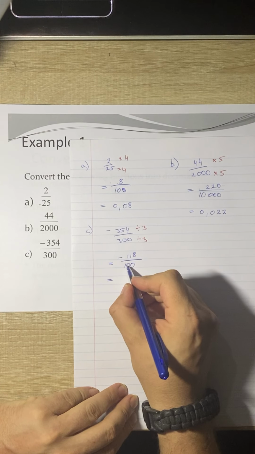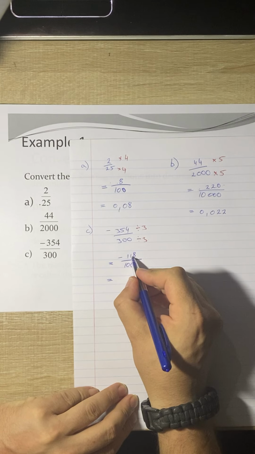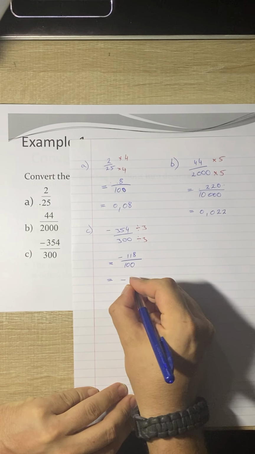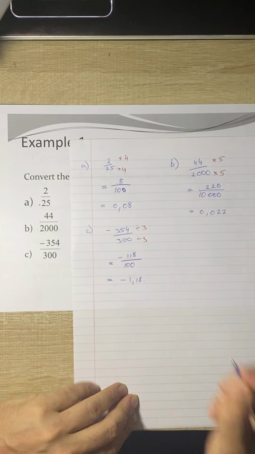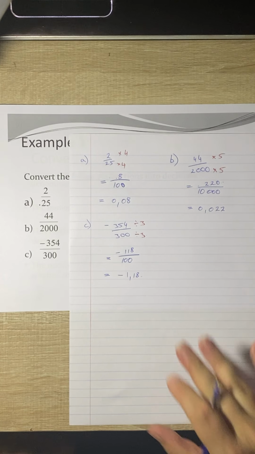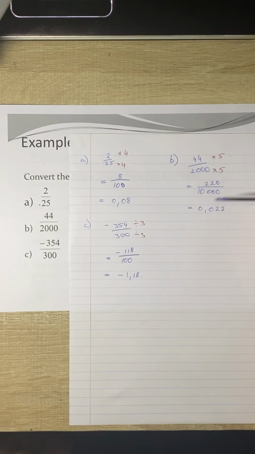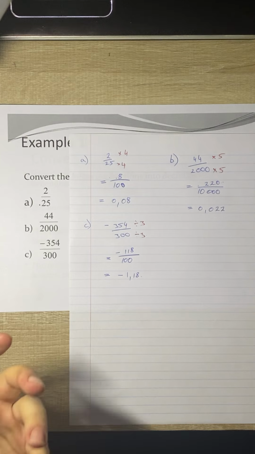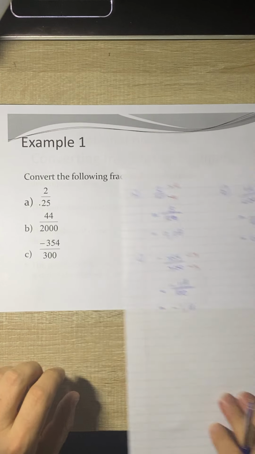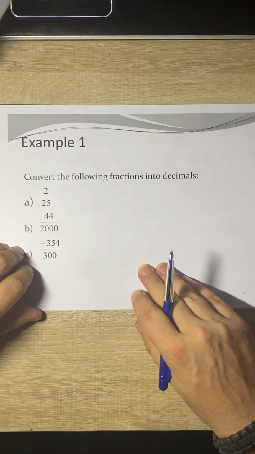Move the decimal 2 places because we have 2 zeros. So 1, 2, and we get minus 1,18. All right. So always try and get your denominators to multiples of 10. It's going to make your life so much easier. All right. Moving on.